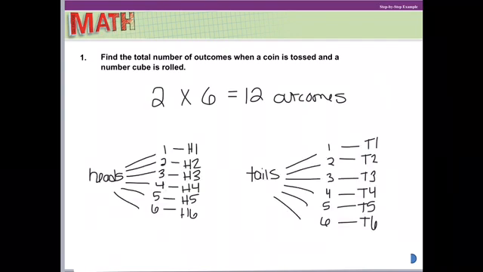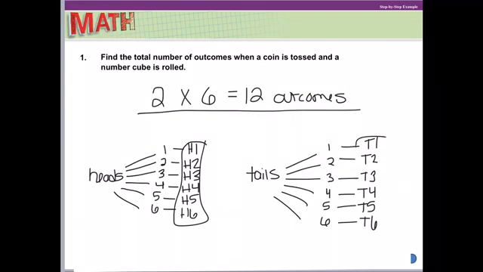So now I checked with a tree diagram to show you that the fundamental counting principle works. And we can see that we have 6 outcomes here and 6 outcomes here, meaning a total of 12 outcomes.